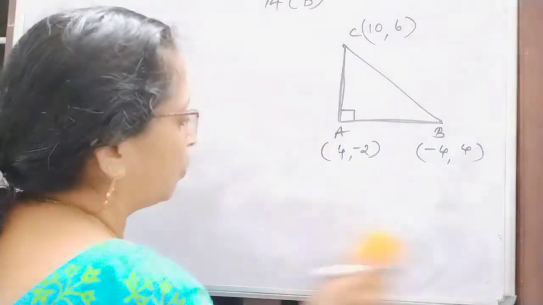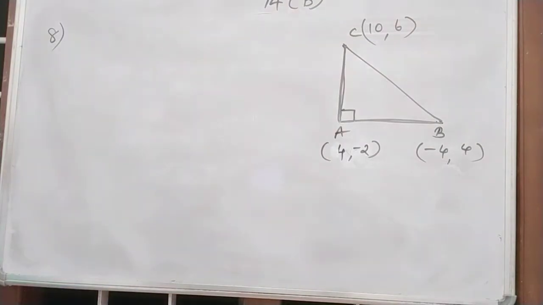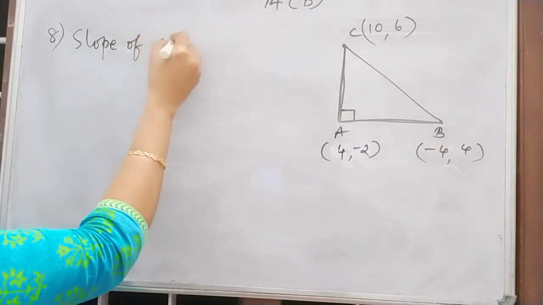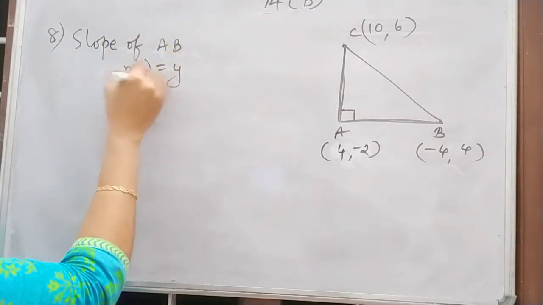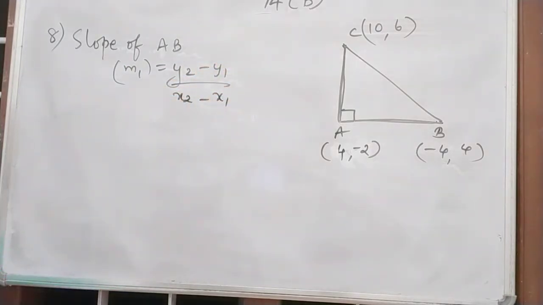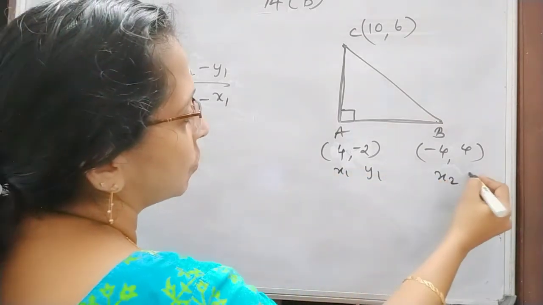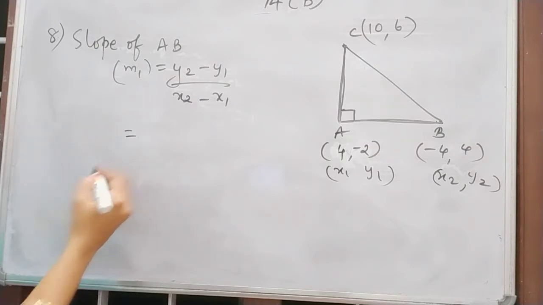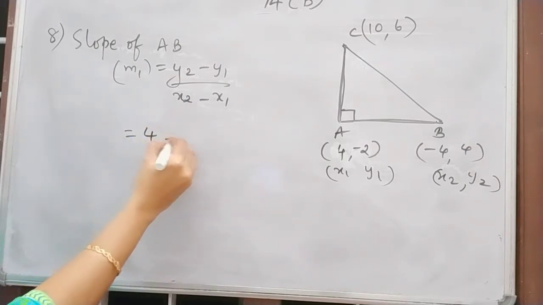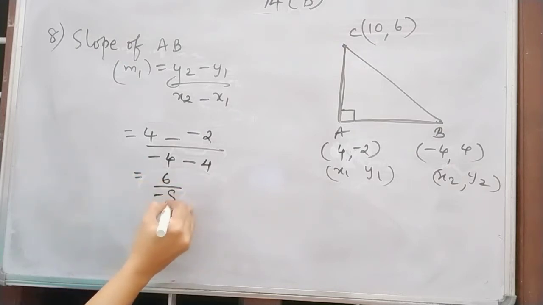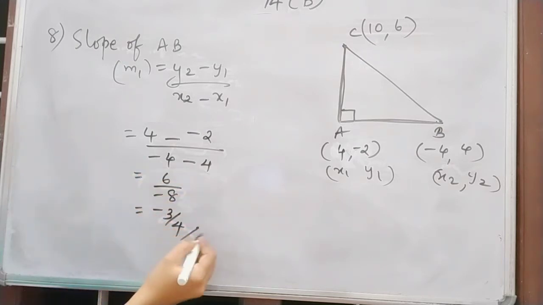So first of all, we have to find the slope of AB. Slope of AB is equal to, let it be M1, y2 minus y1 divided by x2 minus x1. This is x1 y1, this is x2 y2. So y2 minus y1 is 4 minus negative 2, divided by x2 minus x1, negative 4 minus 4, which is equal to 6 by negative 8. If we cancel, we will get negative 3 by 4.